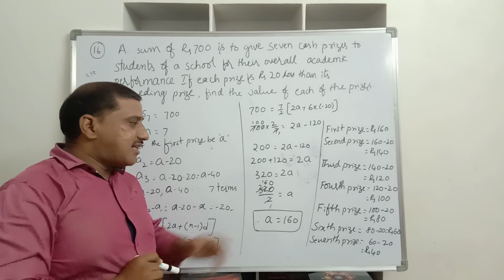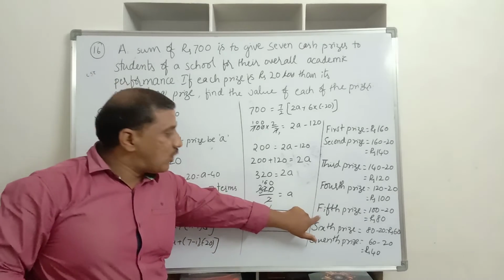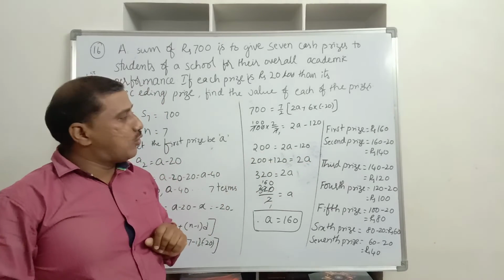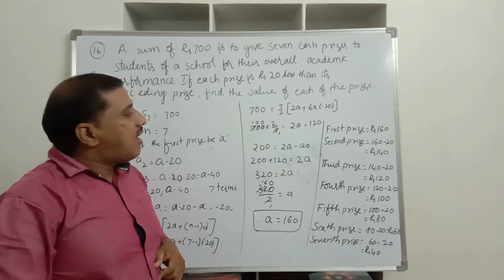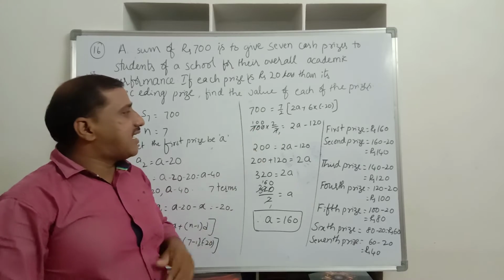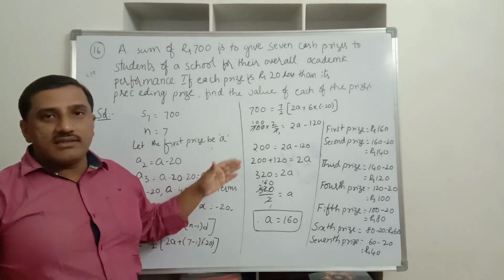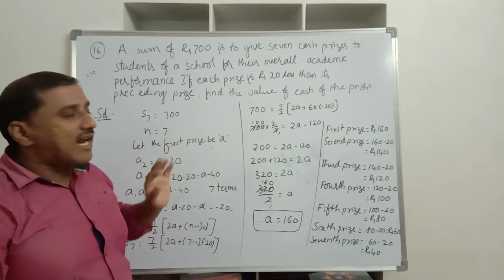The sixth price is 60 rupees. The fifth price is 80 rupees. The fourth price is 100 rupees. The third price is 120 rupees. And the second price is 140 rupees. The first price is 160 rupees. Like this, we can find the amounts of all the 7 prices.